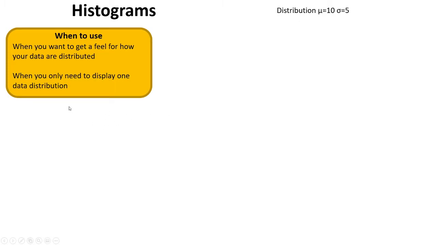And it's important, you can only use a histogram when you need to display one data distribution. If you're trying to display multiple things, you're going to end up using a box plot or a violin plot or something else.